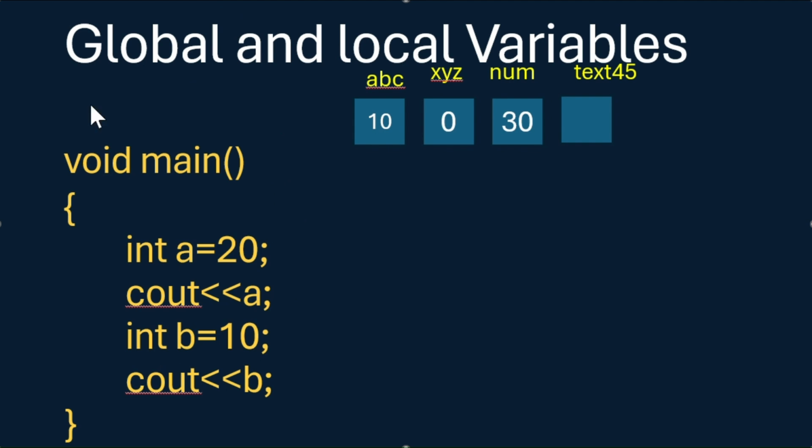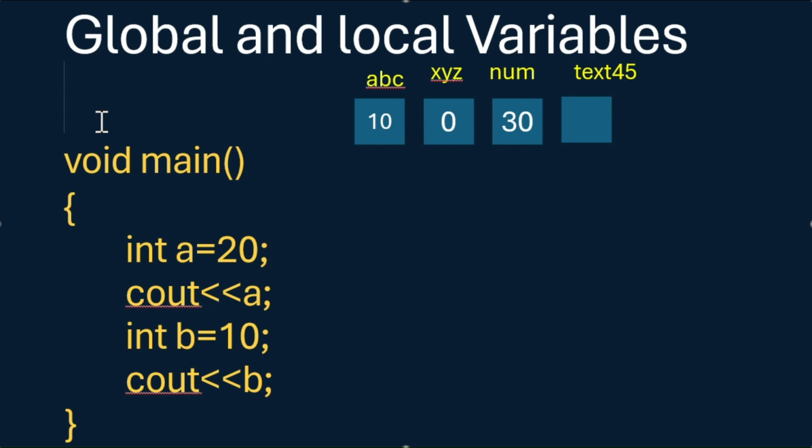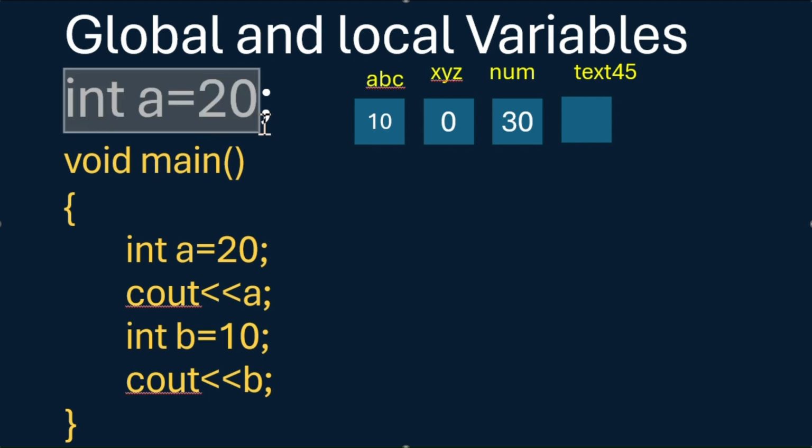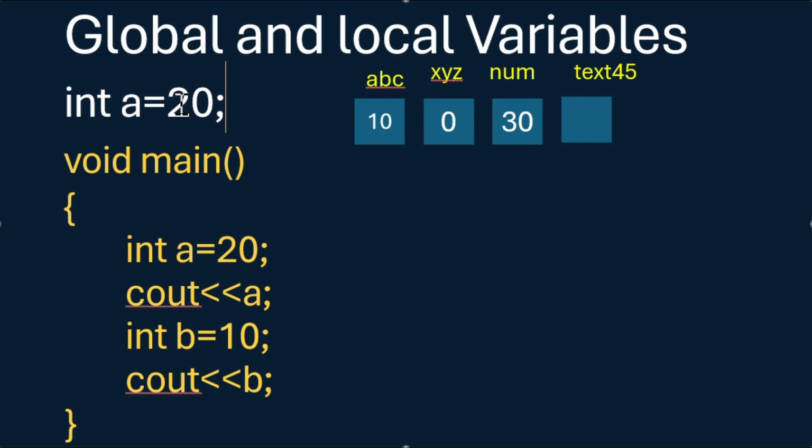Next, there is a concept called global and local variables. Global variables are those which are declared before the void main. If I am declaring any variable here, int a is equal to 20, then those variables are called global variables. The meaning of global variables is that this variable can be accessed or used throughout the program. I can use a's value in the entire program.